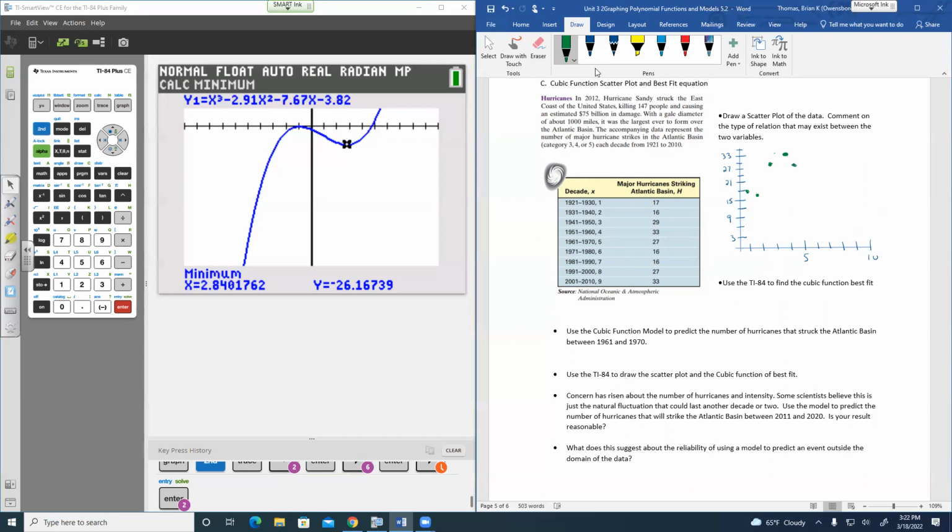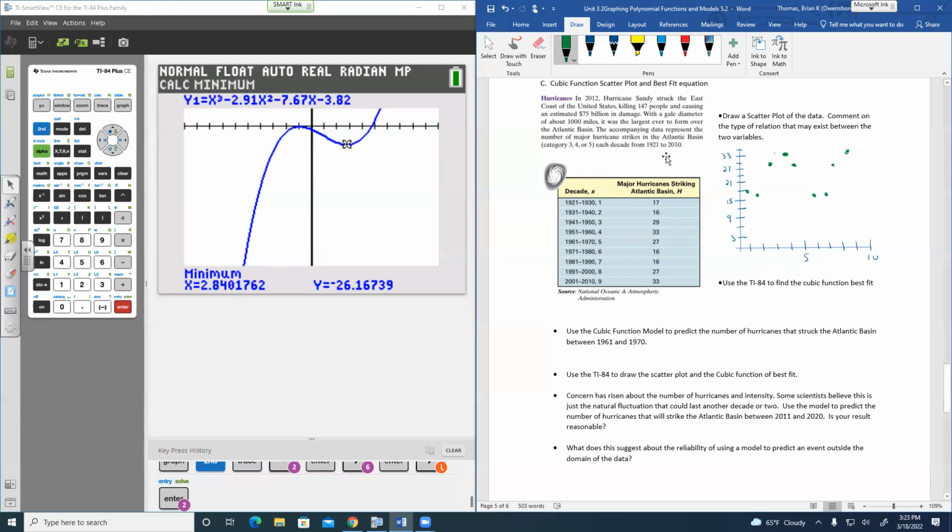6 would be 16, out here. 7 was also 16. And then 8 was 27, and 9 was 33. So you kind of see the data makes a two-turn shape, or a lot of times we refer to it as a third degree, at least a third degree function.